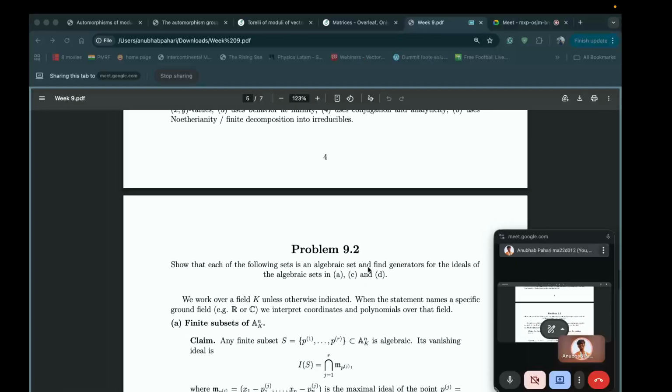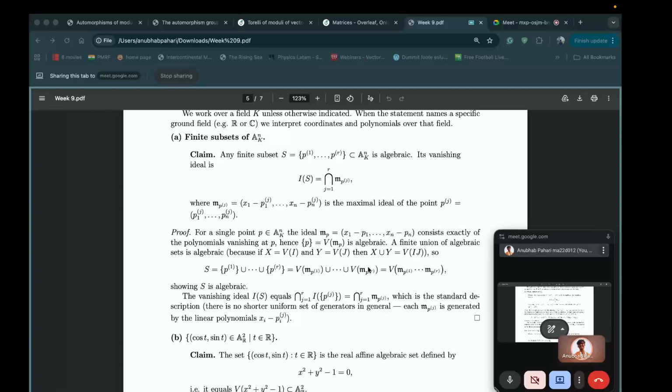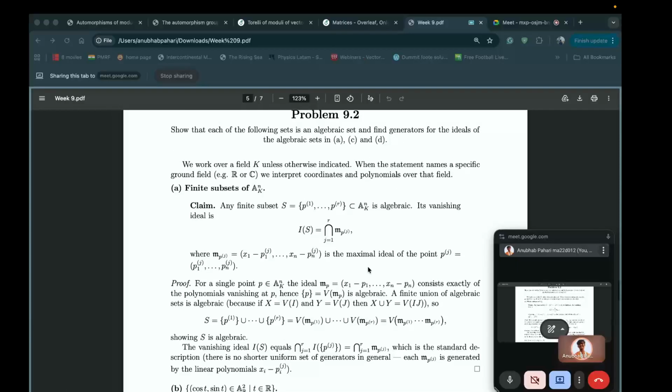Now let us focus on the next problem, which says: show that each of the following sets is an algebraic set, and find generators for the ideals of the algebraic sets in A, C and D. Also, you work over a field K unless otherwise indicated. When the statement names a specific ground field, that means it can be real or complex, we interpret coordinates and polynomials over that field. Now let us look at the first problem. We said that finite subsets of A^n over K. We have to show that it is an algebraic set.